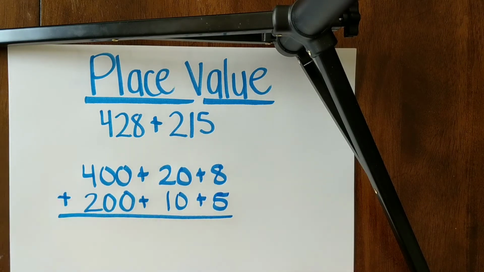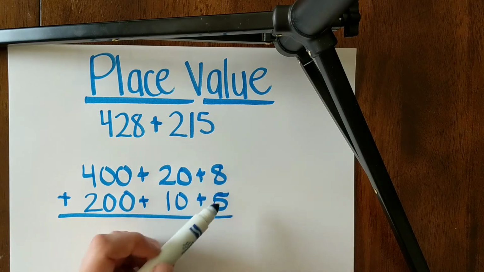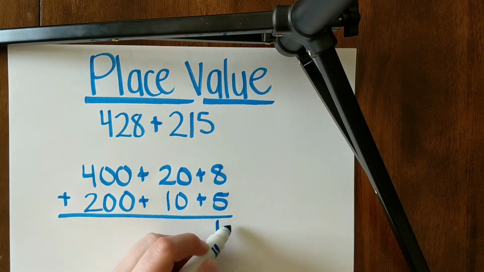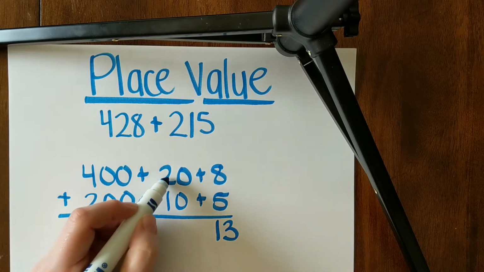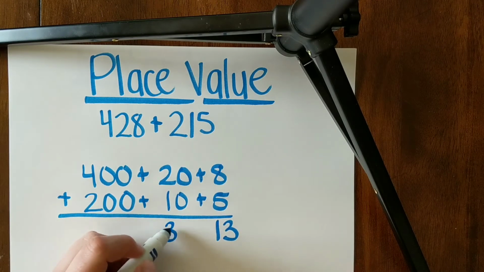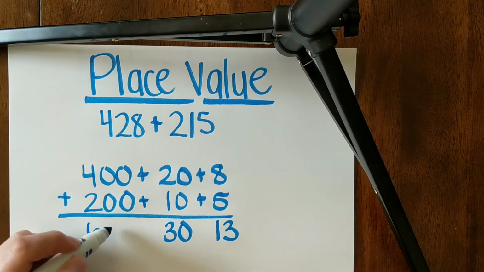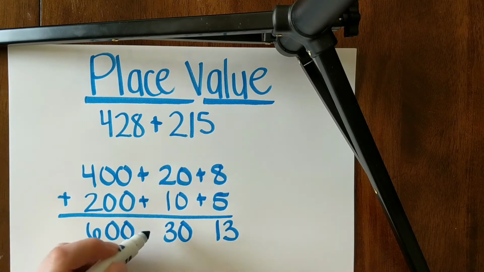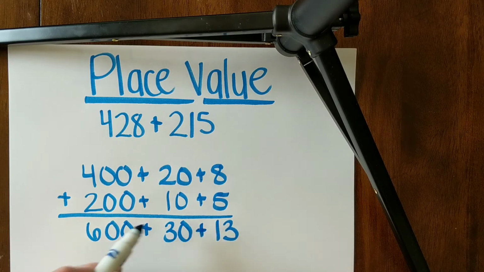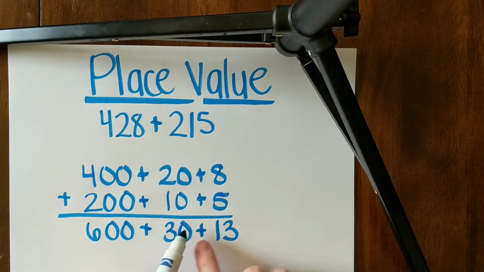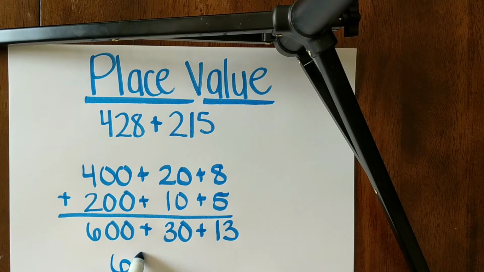Okay, now if I add those together, I can start at my ones. 8 plus 5 is 13. 20 plus 10 is 30. 400 plus 200 is 600. And when I go ahead and I add those all back up, 630 plus 13, my 1 and my 3 becomes a 4, and I add that 3 on. So my answer is 643.